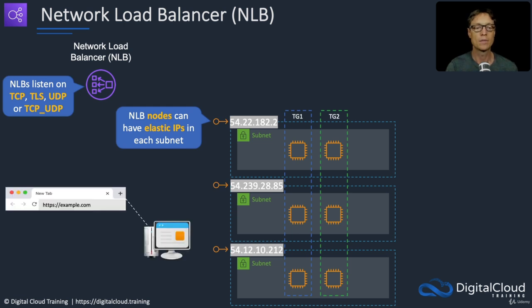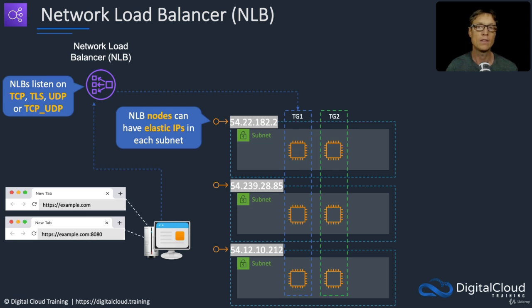So we've got a client again. And this time the client's put in example.com, and they've got routed to target group 1. So that's the default route. This time, the client has put in :8080. What that means is we're connecting to a different port. So in other words, what's happening is the network load balancer is listening on port 80 because port 80 is the default for HTTP. And we've configured here port 8080. And so the load balancer is listening on port 8080.